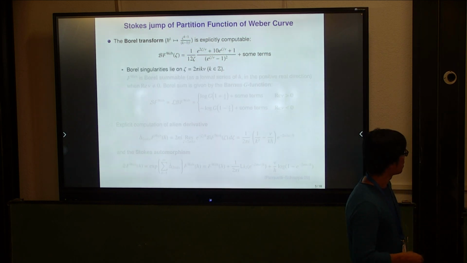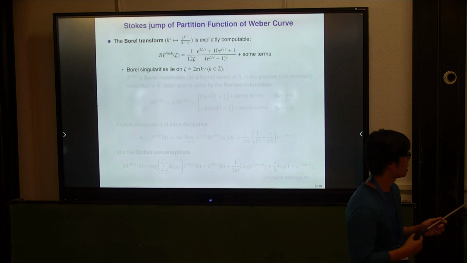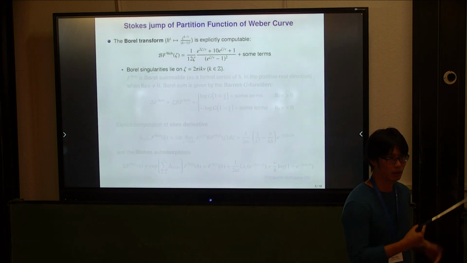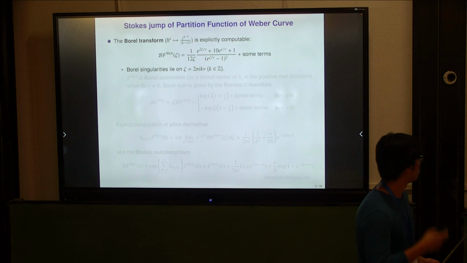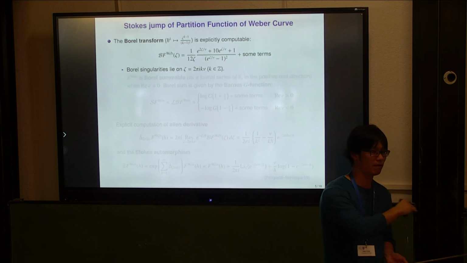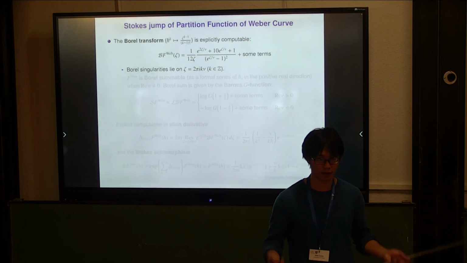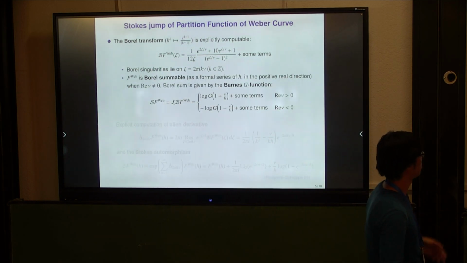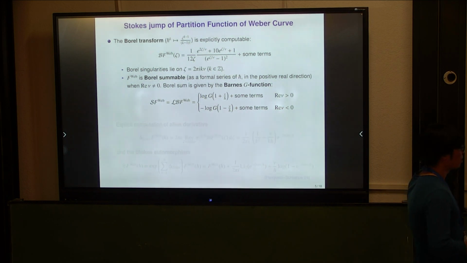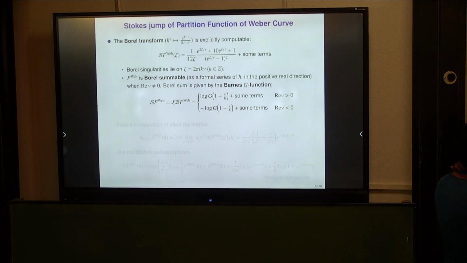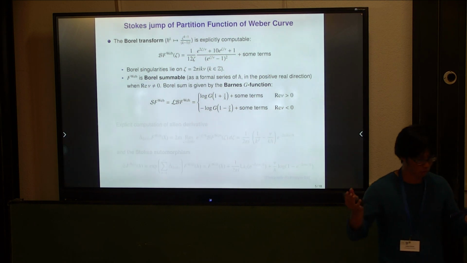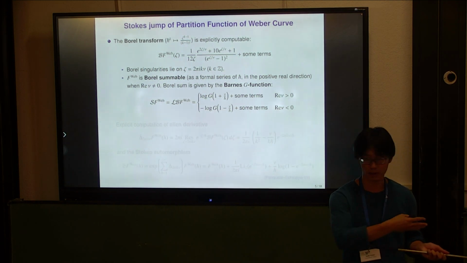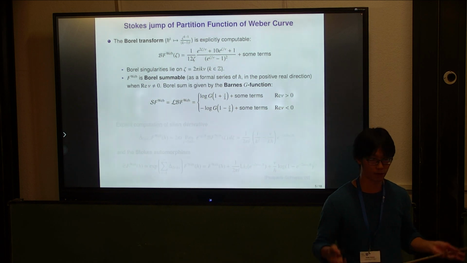Then you see it has a singularity at this point, coming from the zero of the denominator. It has a periodic form. If this Borel singularity appears on the positive real axis, then we cannot define the Borel sum, so a Stokes phenomenon should happen. But when the parameter nu has a non-zero real part, then this singularity has a non-zero imaginary part, so it doesn't lie on the real axis, and we can take the Borel sum.